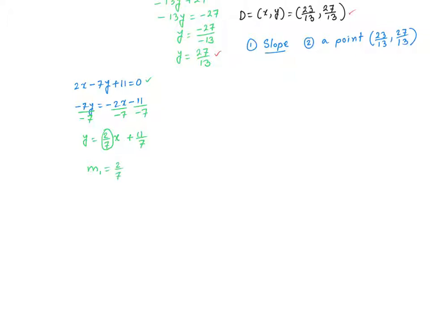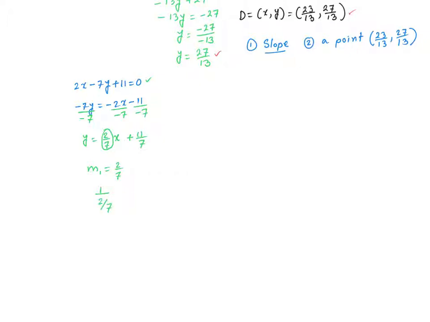Now there are a couple of ways you can find the slope of the desired line, which is perpendicular to this line. So first you can take the negative reciprocal of the given slope. So the reciprocal of a number that is not 0: if you have a number that is not 0, the reciprocal of that number is 1 over the number. So in our case, it's going to be 1 over 2 divided by 7.